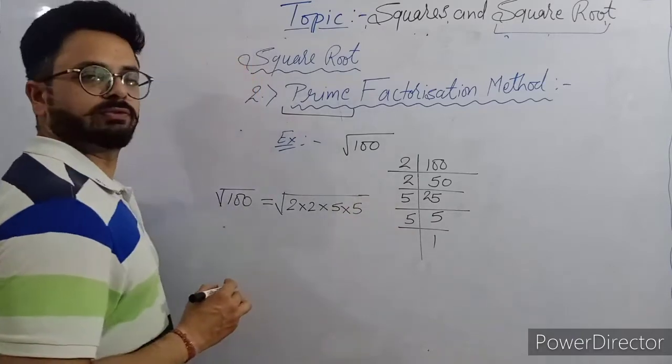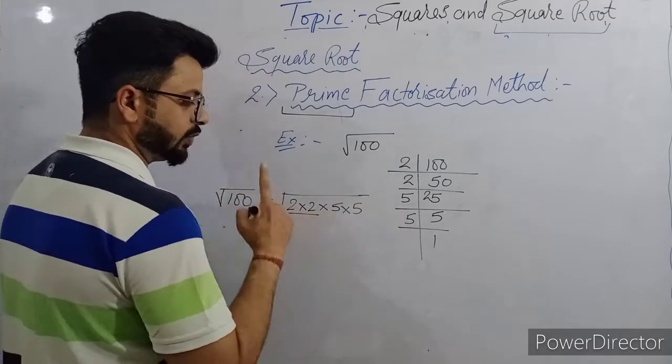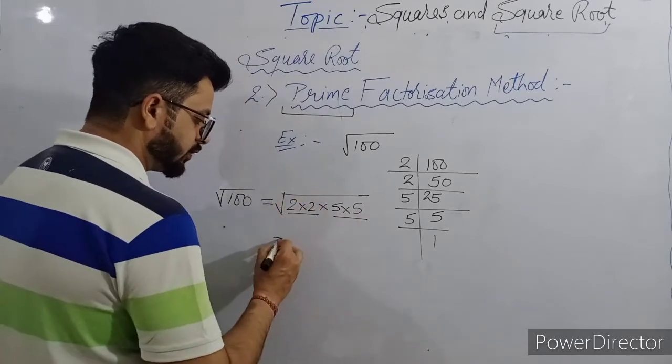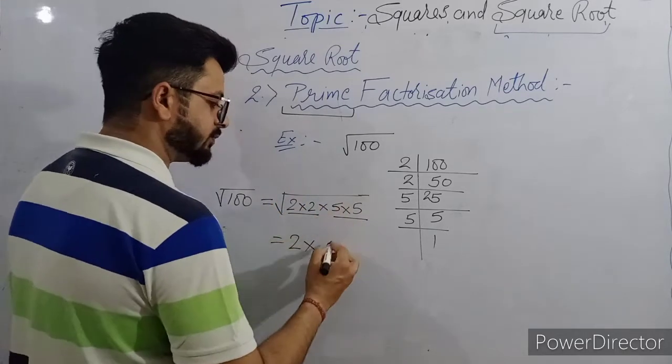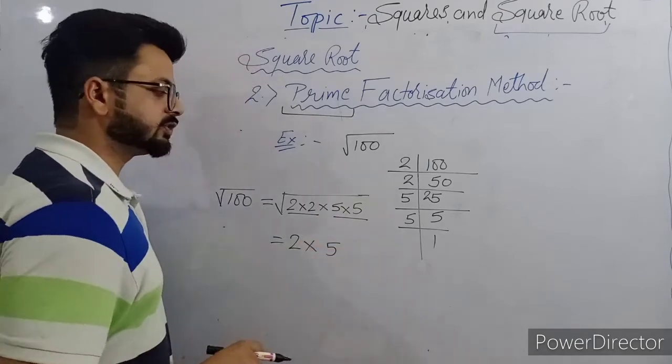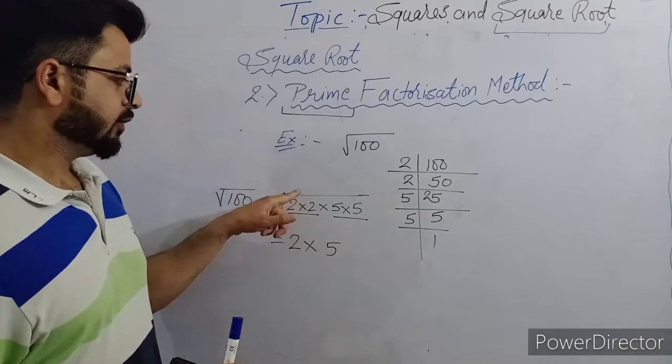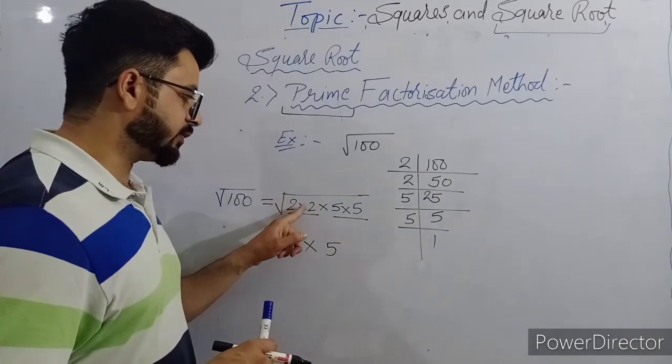Now we'll see the pairs. One pair of 2 is there and one pair of 5 is there. From this pair 2 will come outside, from this pair 5 will come outside. Now you might think: one came outside, so where did the other one go? No, for square root, the square is the square of 2.